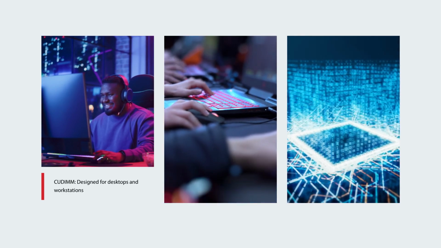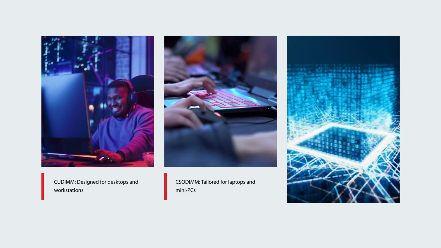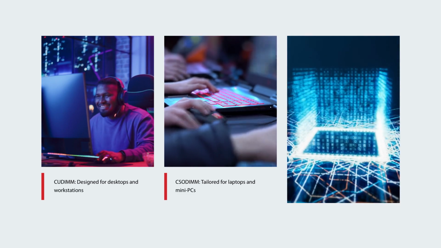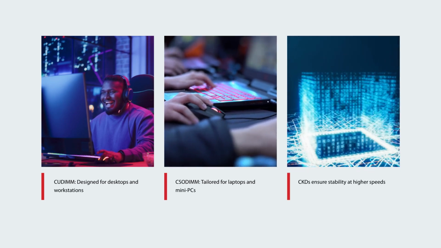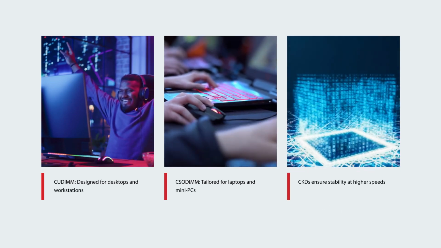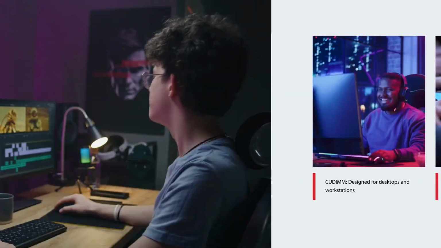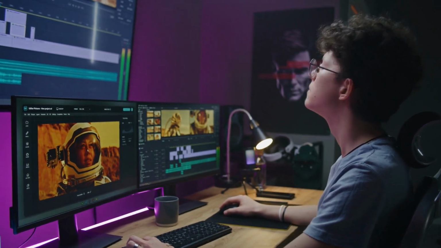CUDIMM, or Clocked Unbuffered Dual Inline Memory Module, is specifically designed for desktops and workstations. Its compact counterpart, CSODIMM, or Clocked Small Outline DIMM, is tailored for smaller form factor systems like laptops and mini PCs. Both modules feature client clock drivers, or CKDs, which play a key role in ensuring stability at higher speeds.